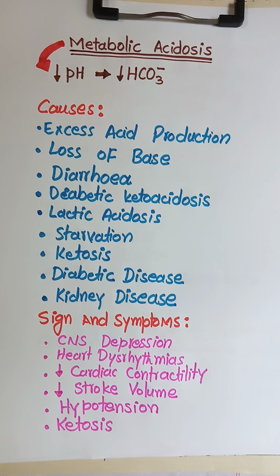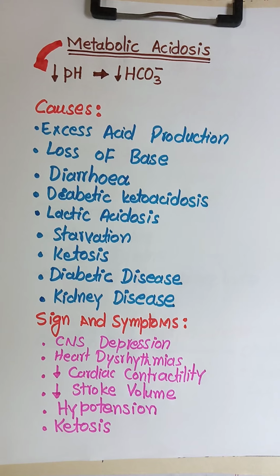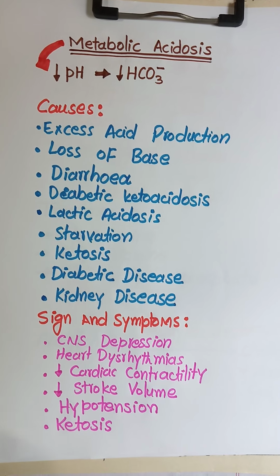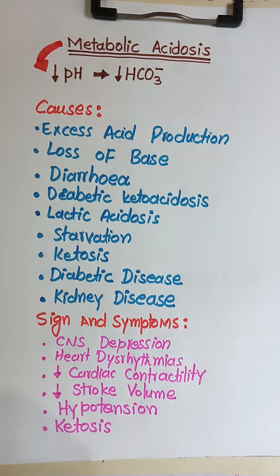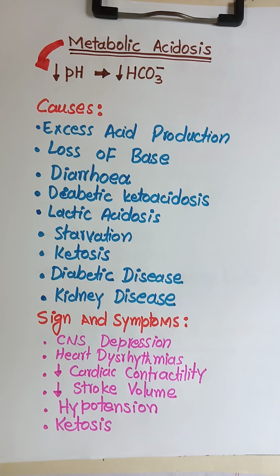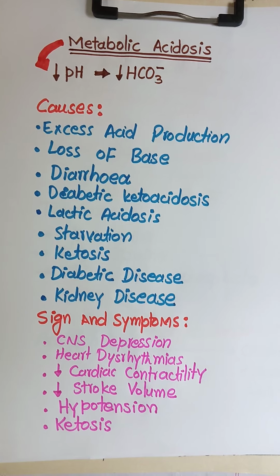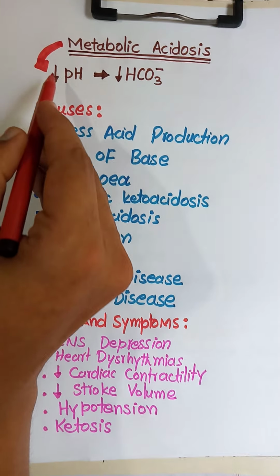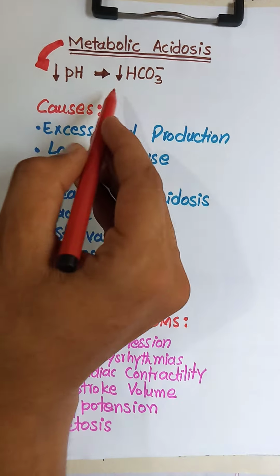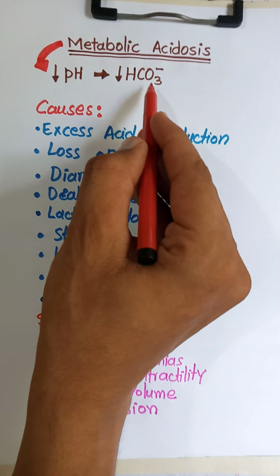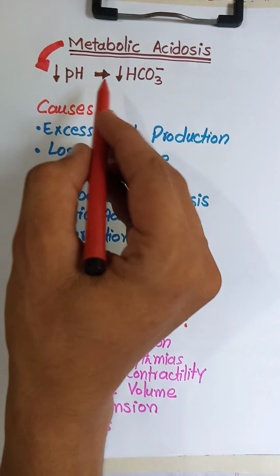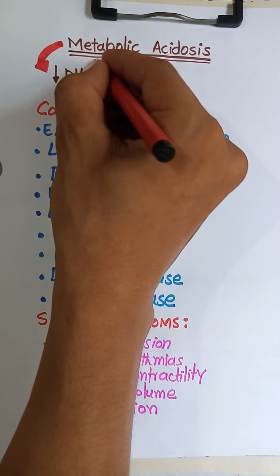Now, this topic is metabolic acidosis. Metabolic acidosis is a disease during which body fluid has more acid. If the pH decreases and in the same direction bicarbonate ions are also decreased, then it is metabolic.